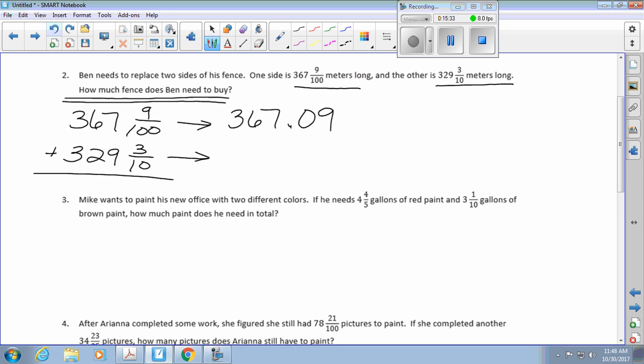First of all, we have 367 whole meters and 9 hundredths. I'm kind of rambling. All right, so 329. Welcome to math class with Mrs. Lehman. All right, 3/10. How would I write 3/10? Malaya? 0.03? It's only 3/10, so that would be 0.3. Yep.